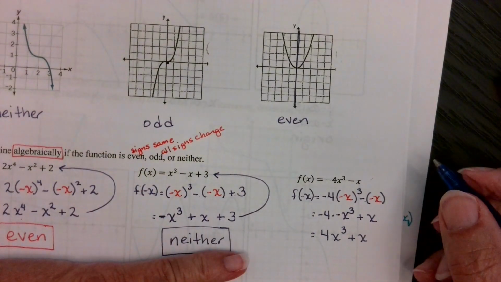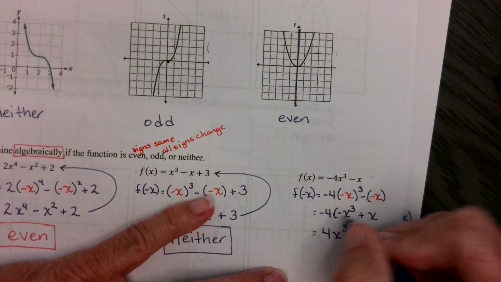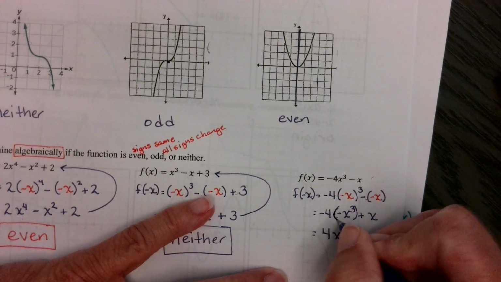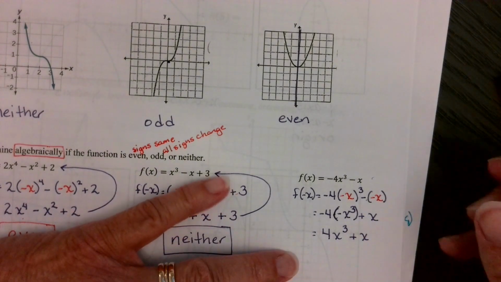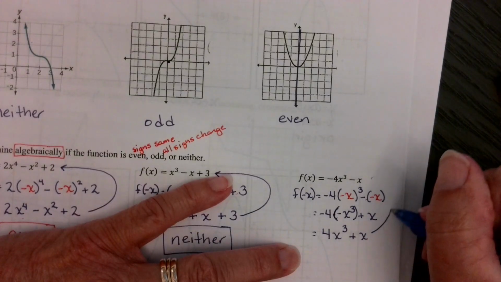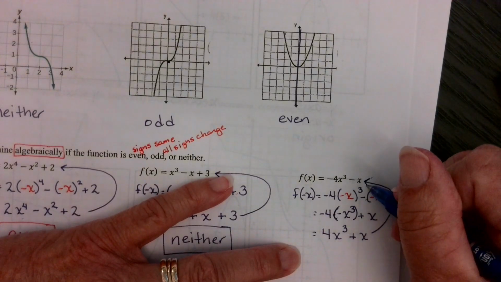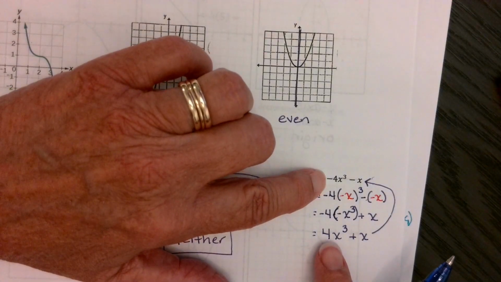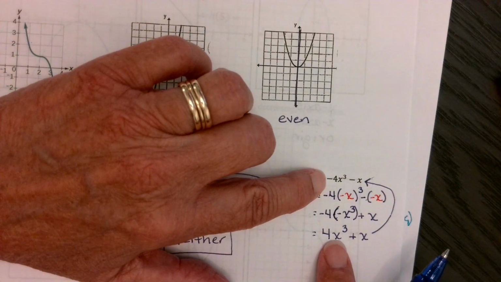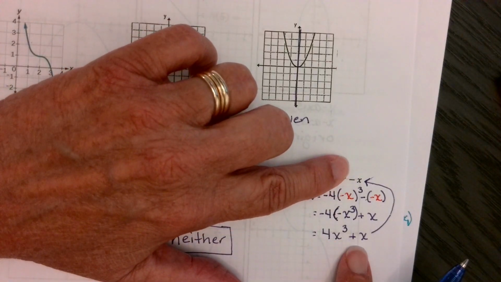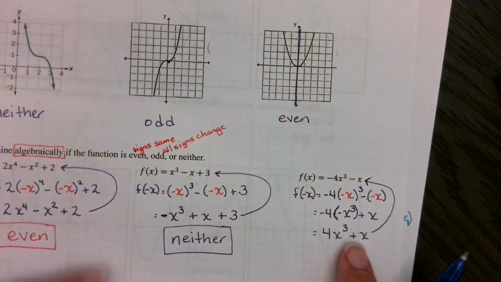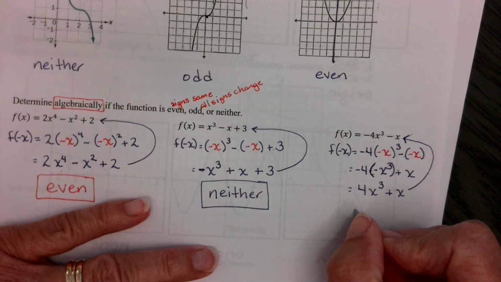Again, I could have probably done it like this. It would have looked better maybe. Anyway, it just means multiplication. Negative times a negative is positive. I'm comparing this with our original one. This was a negative 4x to the third. This is positive 4x to the third. This is minus x. This is plus x. All signs changed. So this one is odd.